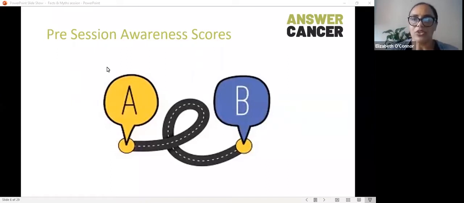Pre-session awareness scores. For all our training sessions, we like to measure people's confidence, knowledge and understanding of cancer before we start training, to see where they start from, and then we'll do it again at the end to see if there's been any movement and any increase in their confidence, knowledge and understanding. So we're going to do that again by using the polls. We'll answer three quick questions. It should only take a minute. So I'll launch the polls in a second.